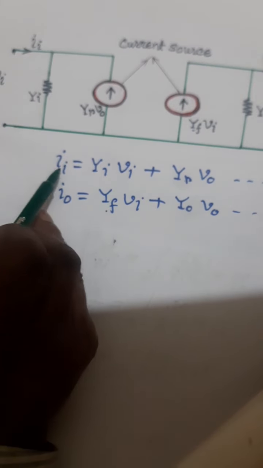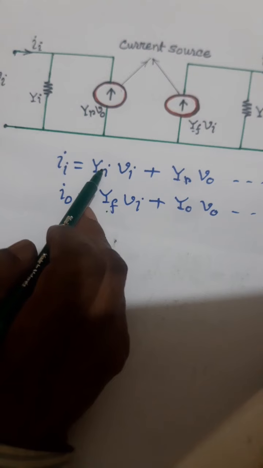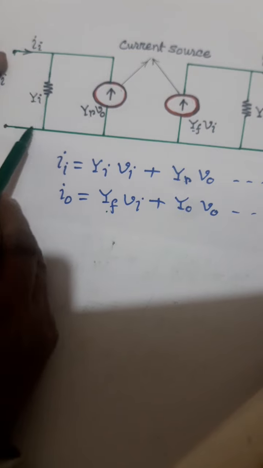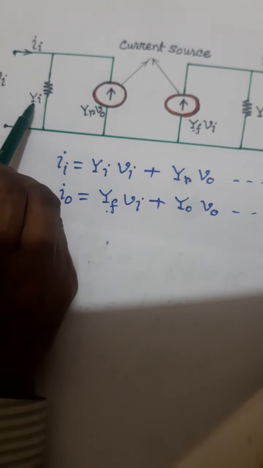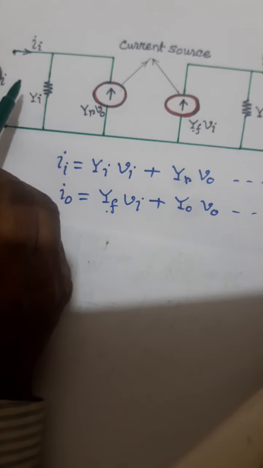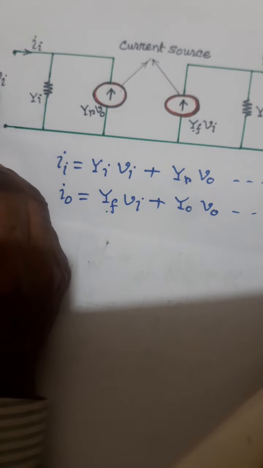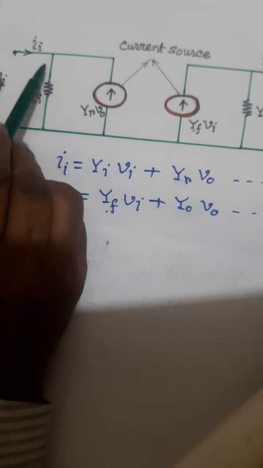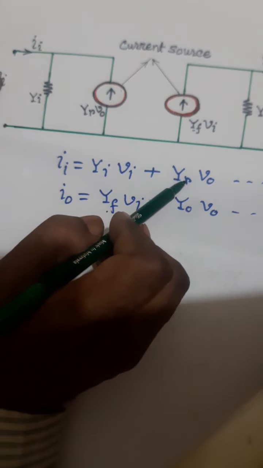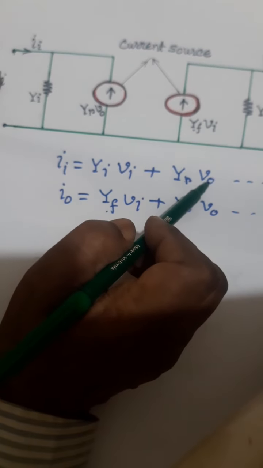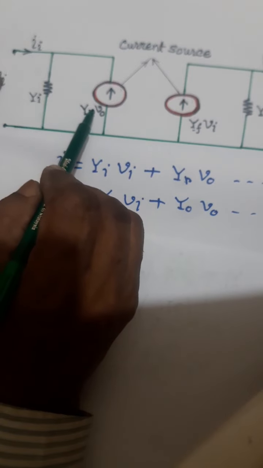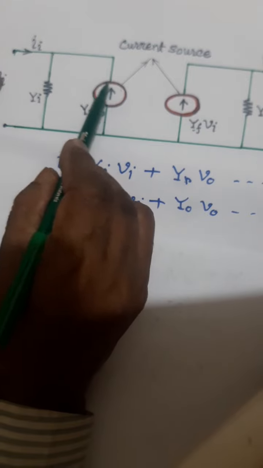From equation 3, Ii is divided into two branches, one along Yi. Yi is the input admittance and Vi is the input voltage. Therefore, Yi Vi is the current along this branch. Another part of the current is Yr Vo. Vo is the output voltage and Yr is the reverse transfer admittance. It is a current source.